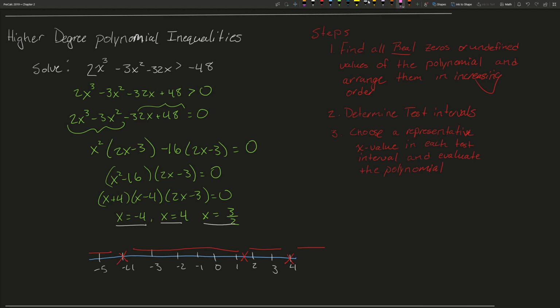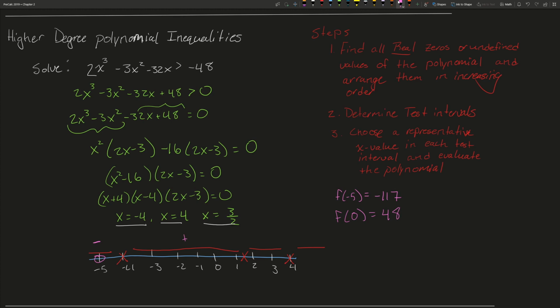So let's start to the left. So let's choose -5. When we plug -5 into our equation, we get -117, which means that everything to the left of -4 will always be negative. Then we have to choose something in the interval of -4 to 3/2. When we do that, we get +48, which means that everything in the interval from -4 to 3/2 will always be positive.